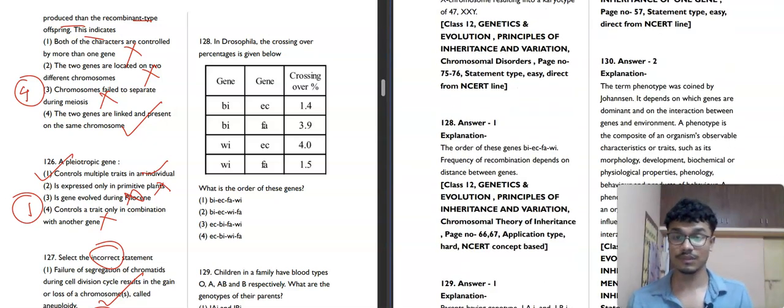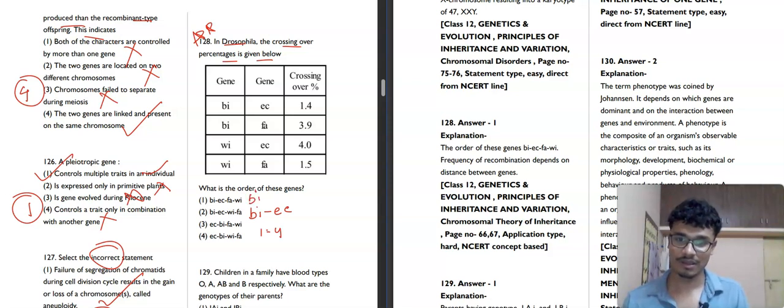This question, oh my god, is a very good question. In Drosophila, the crossing over percentage is given below. So we'll write it here; we will try to solve it here. The genes B and EC, and we will also put in the crossing over of 1.4%. Then we have B and FA, 3.9. And then EC and WI, it is 4. So it should be the largest. EC, WI.